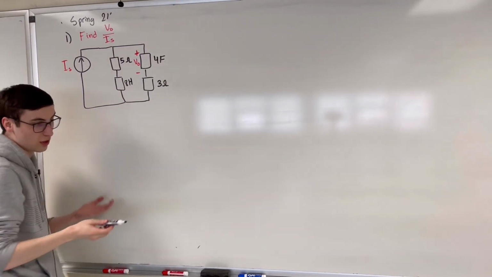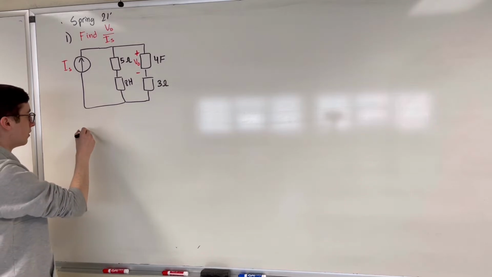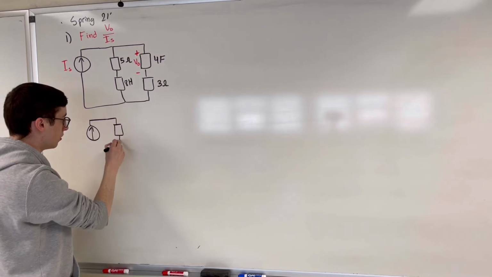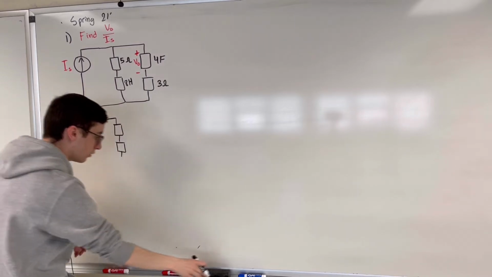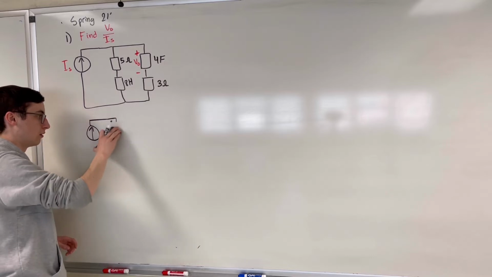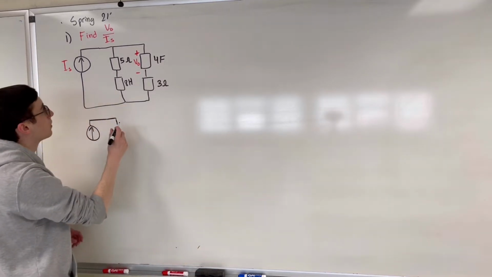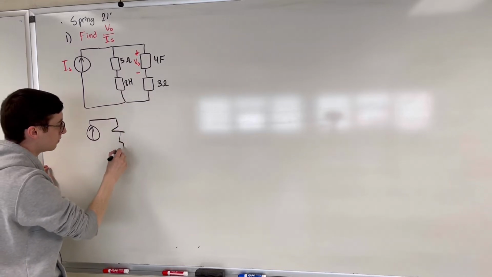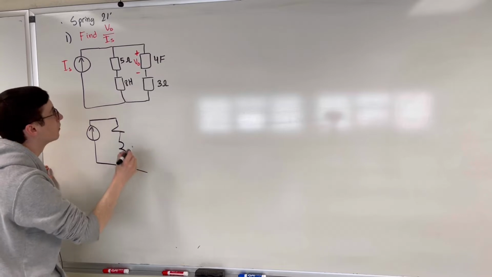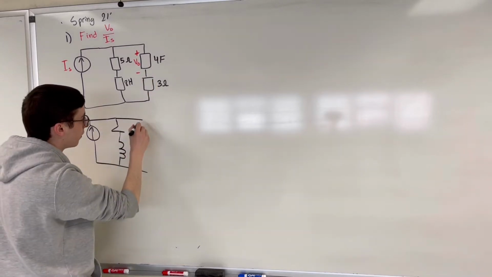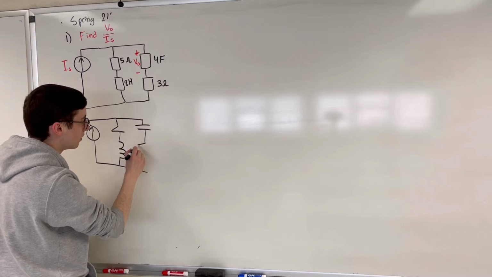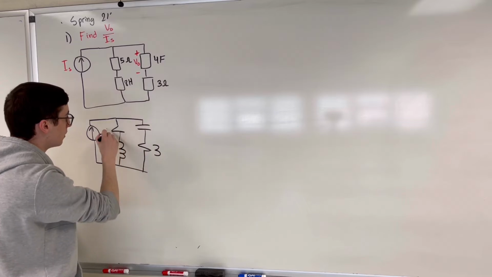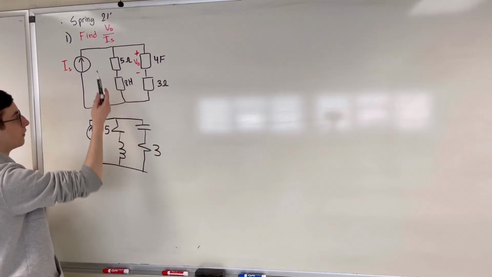To get started, we want to redraw our circuit in terms of S. We keep our source the same, and we are going to keep the resistors the same. Actually, I'll redraw this with the actual components. 5 ohms means it's just a simple resistor. 8 henries means it's going to be an inductor. 4 farads is going to be a capacitor, and then 3 ohms is a resistor. So this stays as 3, and this still stays at 5.